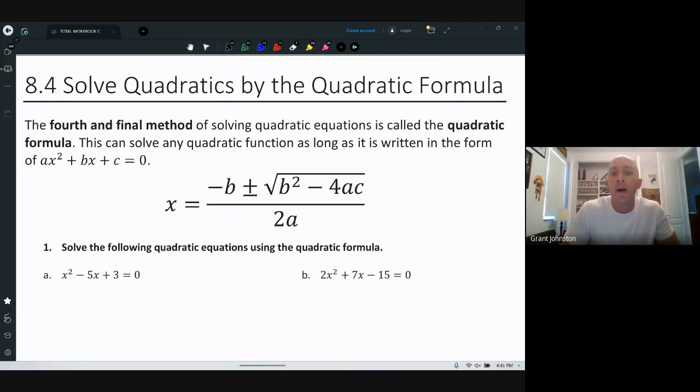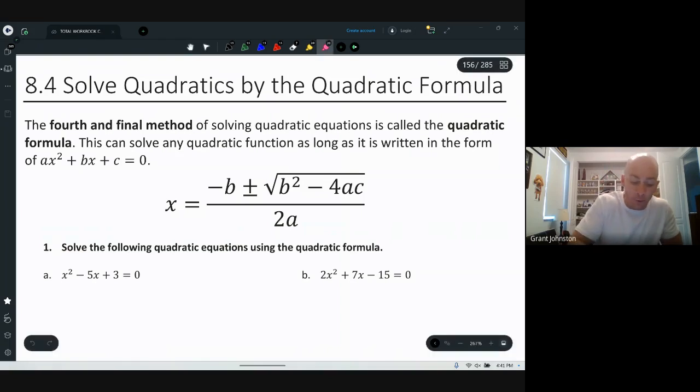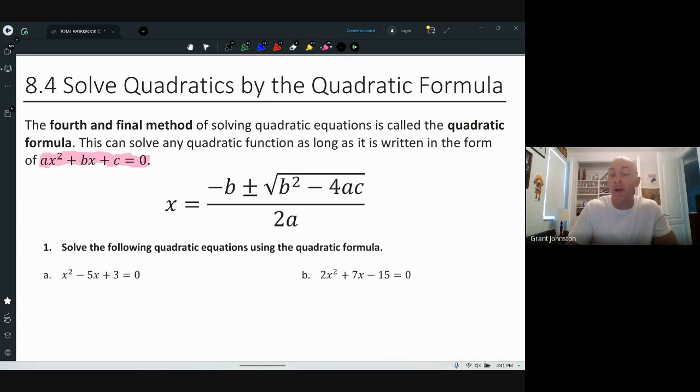Solve quadratics by the quadratic formula. And this is actually my favorite way to solve quadratic equations. So it says the fourth and final method of solving quadratic equations is called the quadratic formula. This can solve any quadratic function as long as it is written in the form of ax squared plus bx plus c. And what I love about this is, like it says, it can solve any quadratic function.